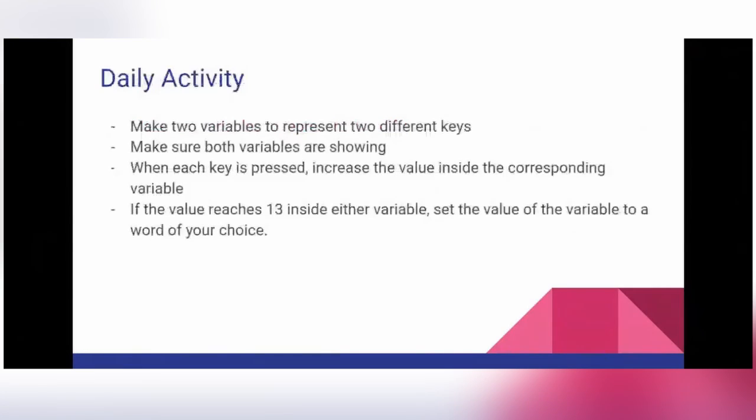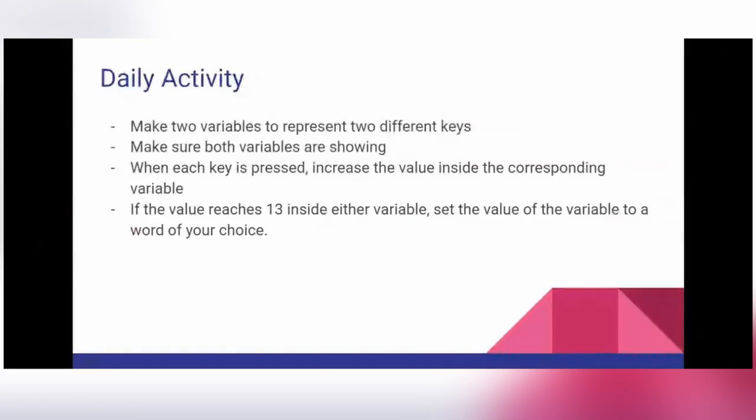All right, now let's go over the daily activity for today. So the daily activity is to make two variables which will represent two different keys on your keyboard. Make sure both the variables are showing, and whenever each key is pressed, increase the value inside the corresponding variable. If the value reaches 13 inside of either variable, set the value of the variable to a word of your choice. You may pause the video to go do that.